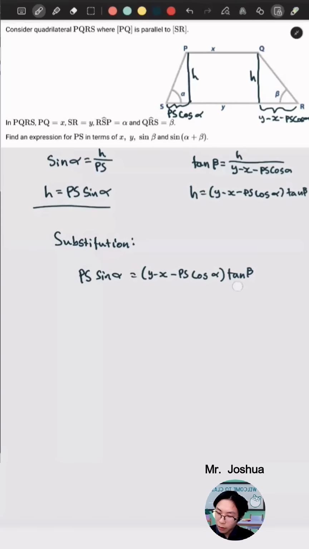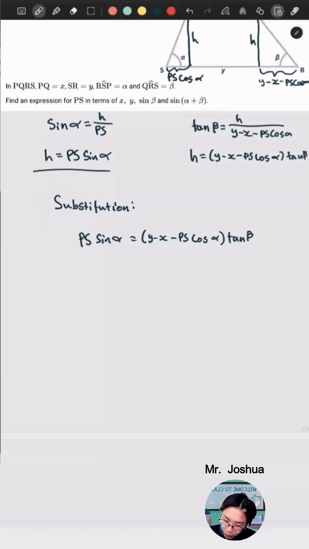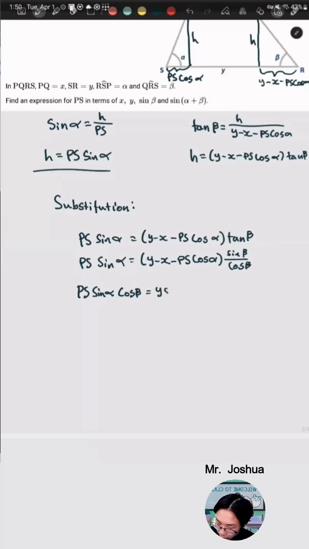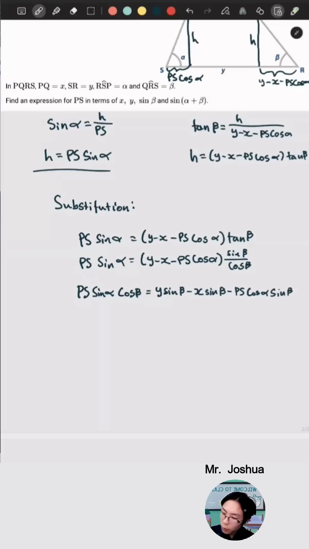Let's turn our tan beta into its equivalent, sine over cos. So we have PS sine alpha equals Y minus X minus PS cos alpha, multiplied by sine beta over cos beta. Okay. Now we can move our cos beta to the left-hand side and distribute our sine beta into the right-hand side. So we will get PS sine alpha cos beta is equal to Y sine beta minus X sine beta minus PS cos alpha sine beta. Now we can combine our PS terms onto the left-hand side. So we have PS, and we can take out the PS, sine alpha cos beta minus sine beta cos alpha, is equal to Y minus X sine beta.